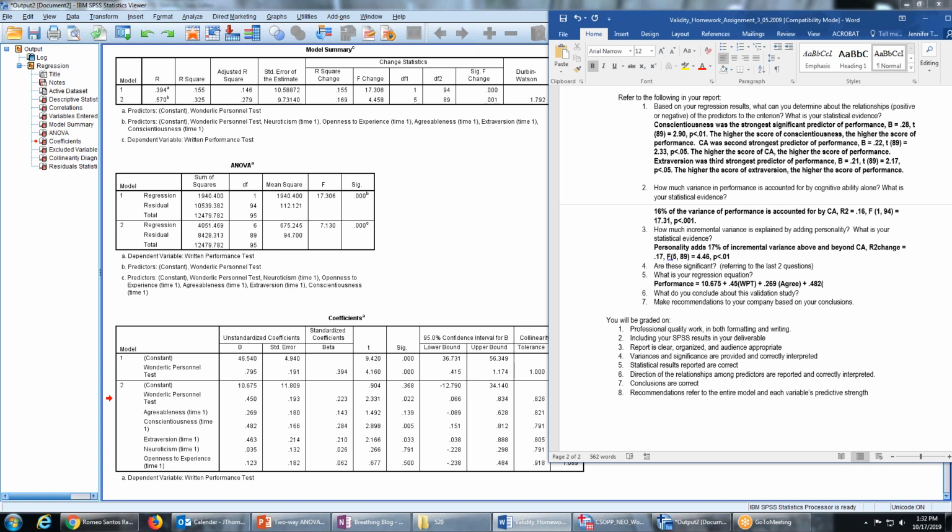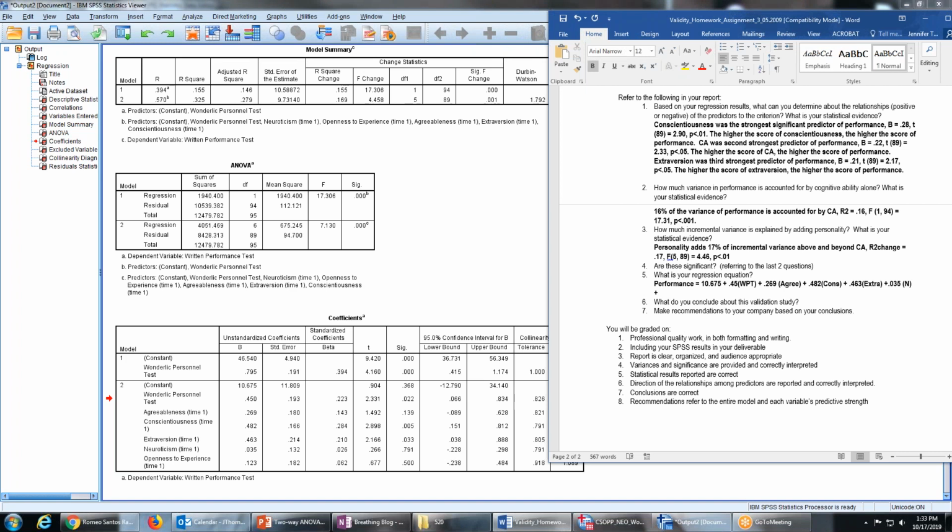times conscientiousness plus 0.463 extroversion plus 0.035 neuroticism and plus 0.123 openness to experience. And you want to write all those out nicely.